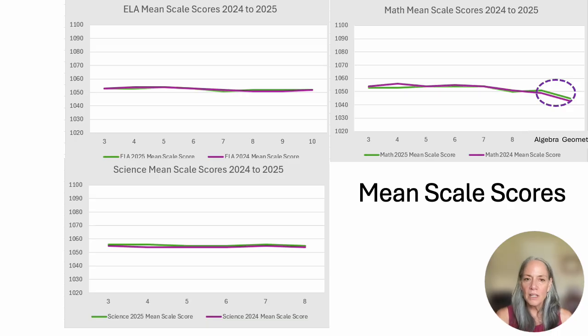So these are the mean scale scores in 2024, which is the purple line, and 2025, which is the green line. And one of the first things that jumps out is that it's flat. It goes straight across. It doesn't go up from a low point at grade 3 to a high point at grade 8. Now, that's not a problem because it's designed to tell you about how students are doing relative to the criterion of the standards in their grade level.